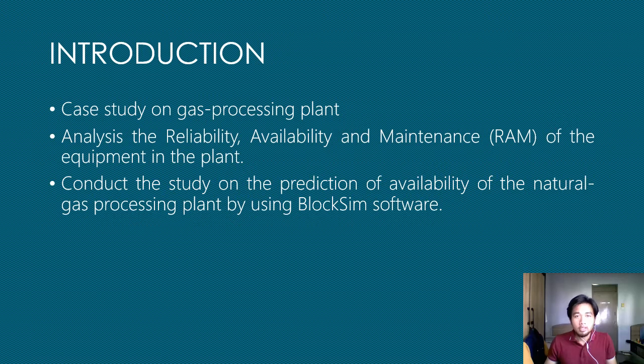Introduction. This is a case study on the gas processing plant that has been tasked with the student to analyze the reliability, availability, and maintenance (RAM) of the equipment in the plant. The study will give a significant impact on the estimated lifetime of the equipment and maintenance forecast on the equipment, therefore saving the higher value in the aspect of cost and risk of an operating plant.